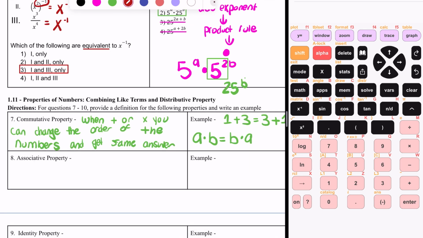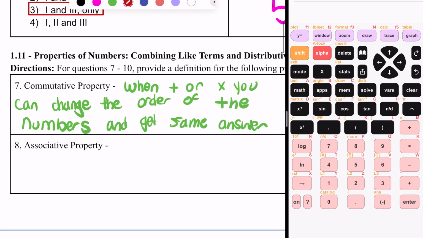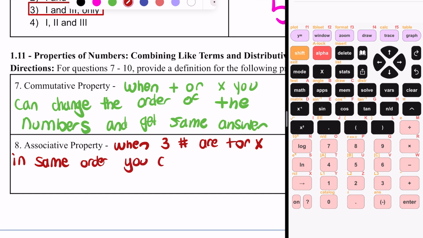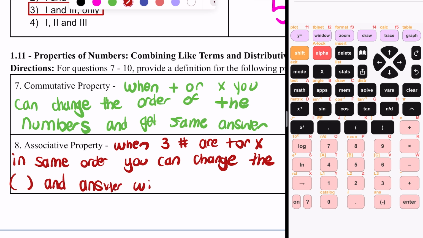And now let's look at associative property. It says, when three numbers are added or multiplied in the same order, that's important, you can change the parentheses and the answer will be equal.